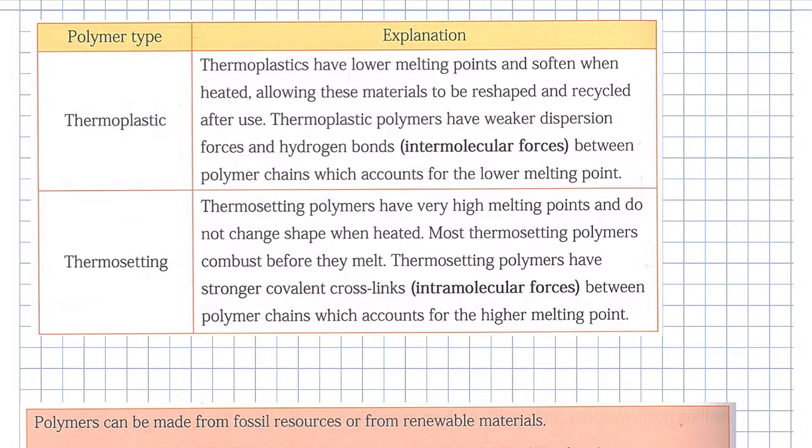So that's a thermoplastic. For them to be able to do that, they must have weaker secondary interactions between them. They're not going to be held together by covalent bonds. And so you can see here it talks about they have the weaker dispersion forces, and some of them have hydrogen bonds or dipole-dipole interactions. So they have a lower melting point and can be reshaped. It does allow them to be reshaped and recycled more easily.